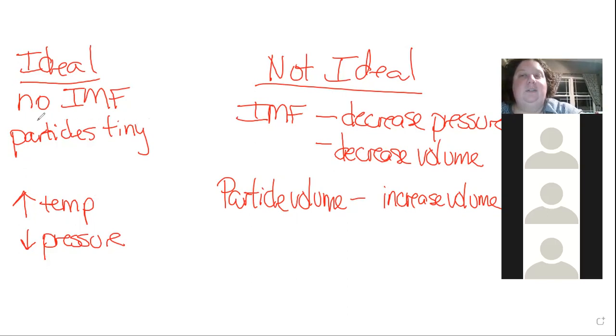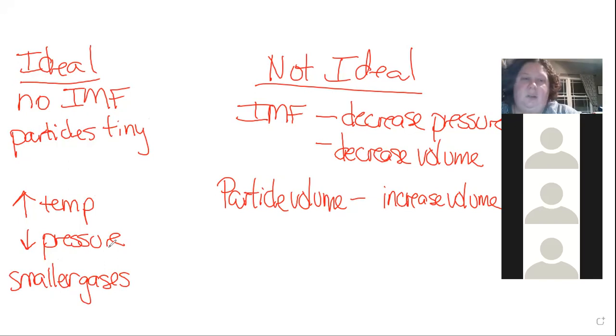When we don't want to have to take into account the size of those particles, we want smaller gas particles. So we want things like hydrogen or helium that are smaller. Number one, that's going to make them less likely to have intermolecular forces in the first place, and it's also going to mean that they're taking up less volume in that container.